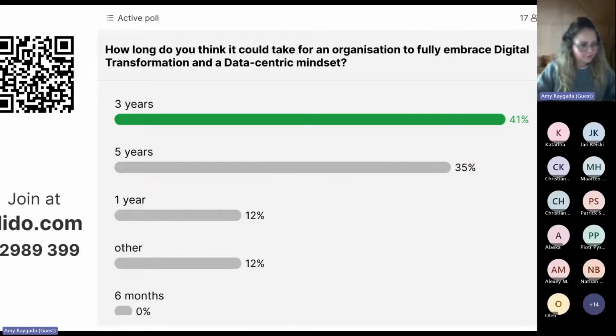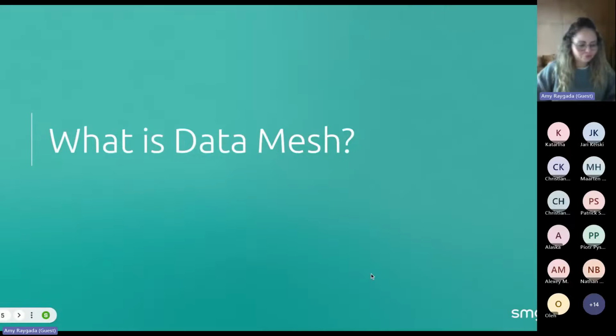Cool. I see here a very mixed result. Actually, 3 years is the minimum amount of time that you can actually expect for a digital transformation in a company or in an organization. 5 years also is very possible, depending on how large it is. 1 year is slightly difficult. And actually, I had before people that said that it might take 6 months. And well, that's very questionable based on the amount of transformations that you have to do.